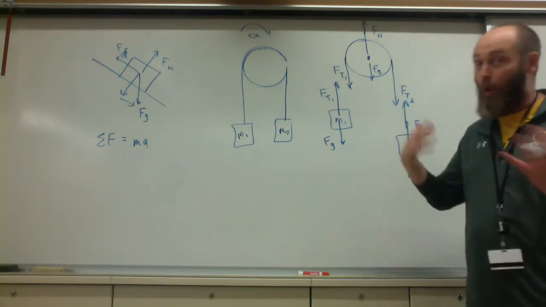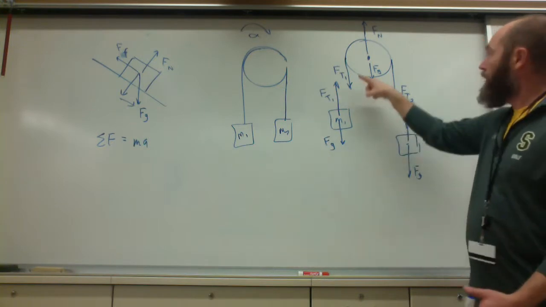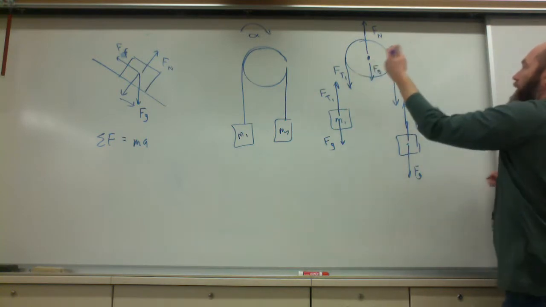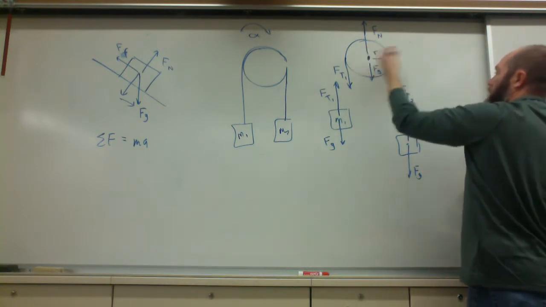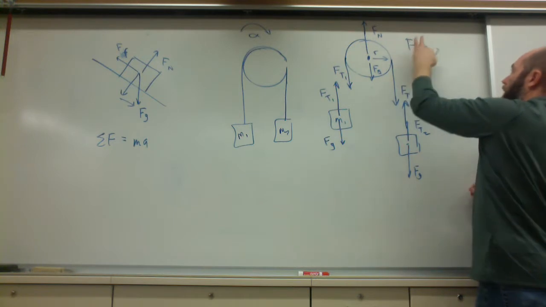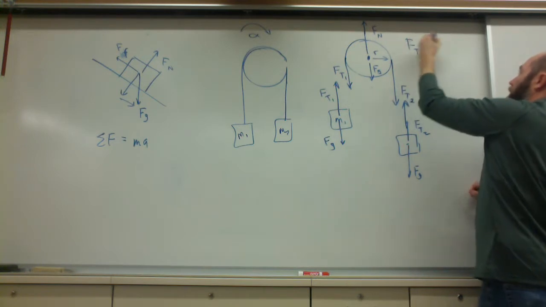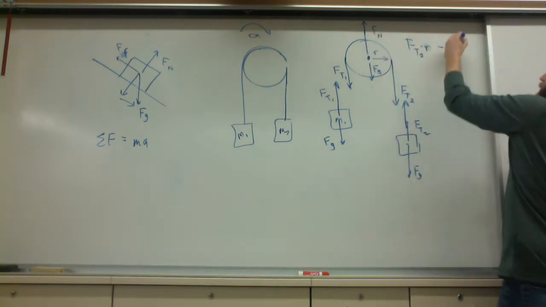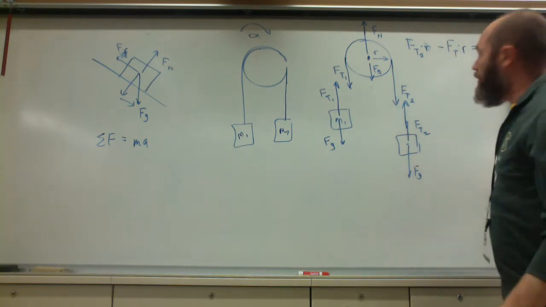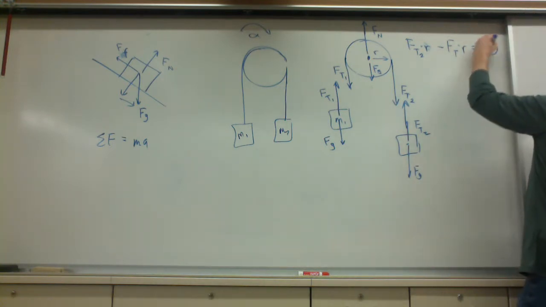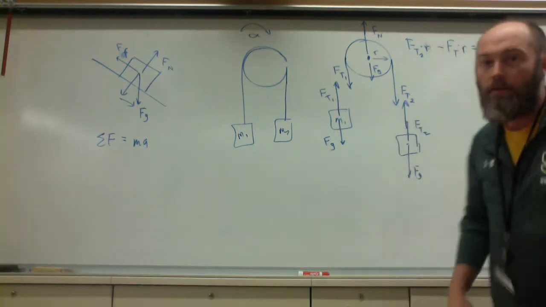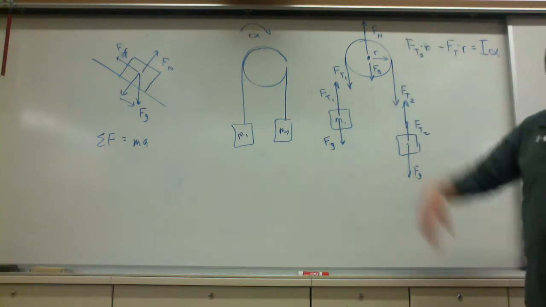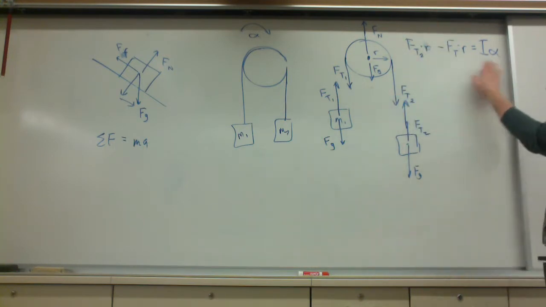In this case, we'd have to write a whole bunch of different equations. For my pulley, if I call this R, I would say FT2 times R minus, because it's going to rotate this way versus that way, minus FT1 times R equals, well, what is it going to equal? It's going to equal I alpha, where I would be the rotational inertia of this pulley, and alpha would be my rotational acceleration.